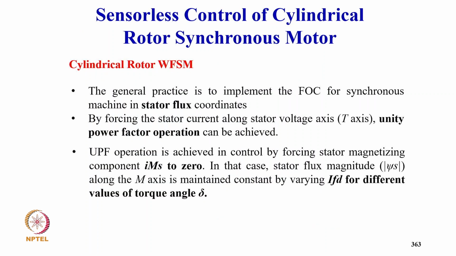Now coming to the cylindrical wound rotor machine, the general practice is to implement the field control for the synchronous machine in stator flux coordinates. By forcing the stator current along with the stator voltage axis, unit power factor operation can be achieved. UPF operation is achieved in control by forcing the stator magnetizing component IM to 0. In that case, the stator flux magnitude phi s along the M axis is maintained constant, and IFD is varied for different values of torque angle.